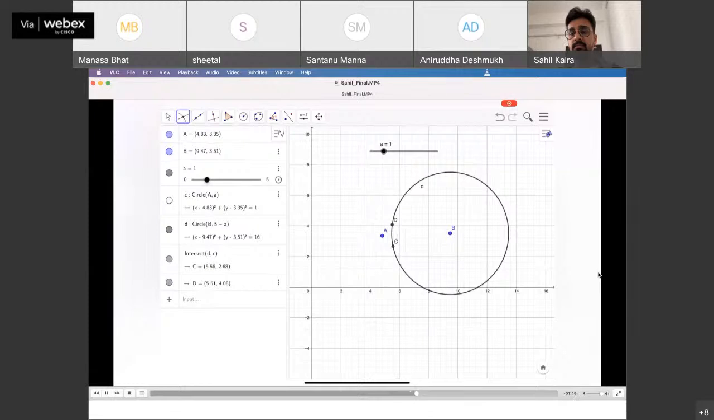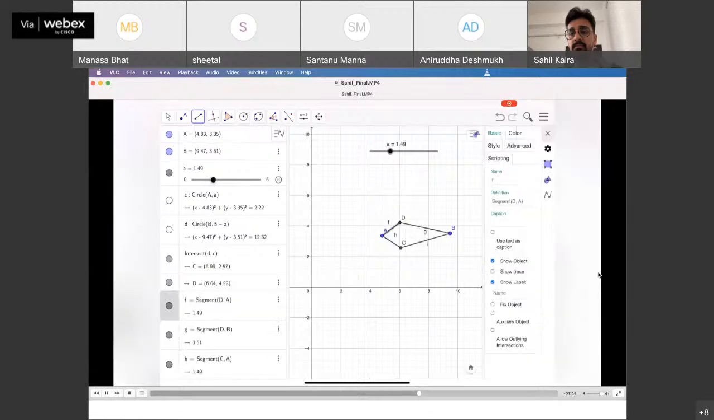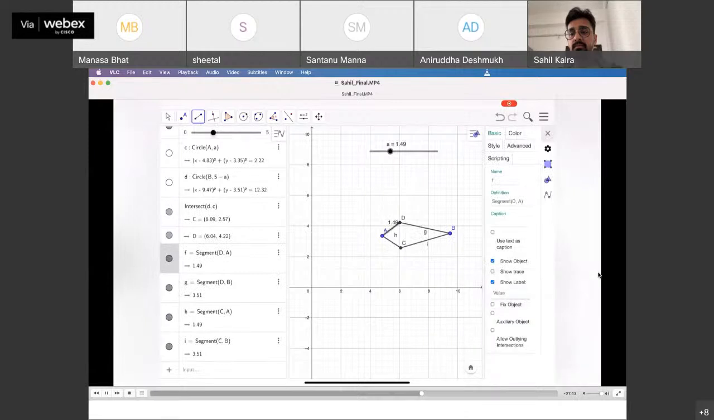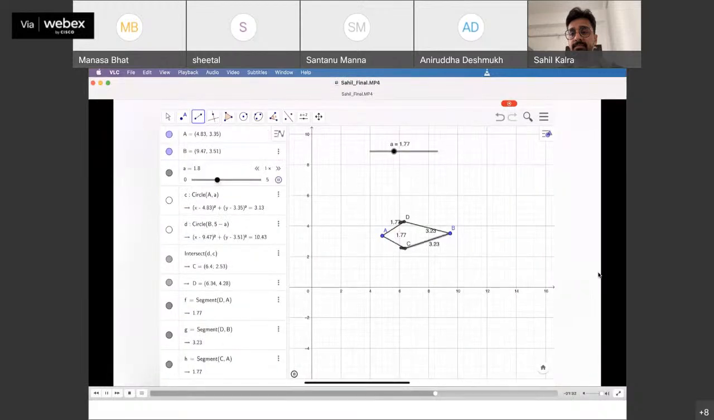Okay, so now we want to trace these two points, C and D. Again, you can see that the sum of the distances CA and CB is 5. Now if we trace these two points C and D, we can easily see that they are tracing out an ellipse, which you can see in this video. And the points A and B are nothing but the foci of the ellipse.